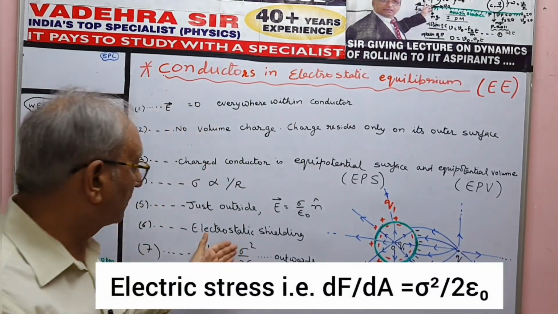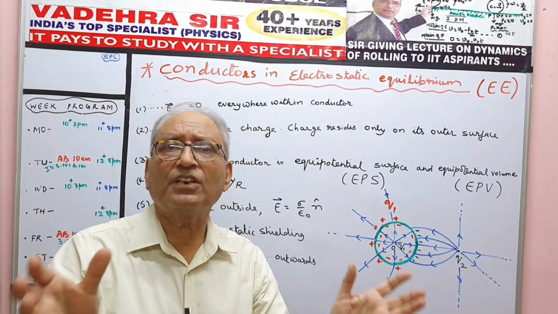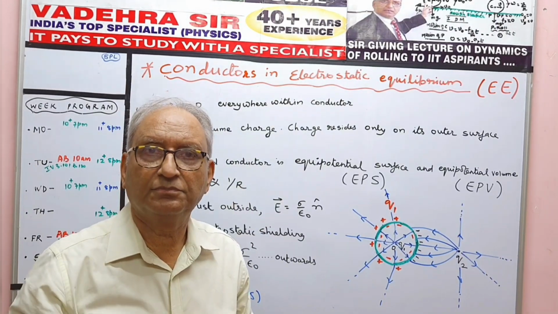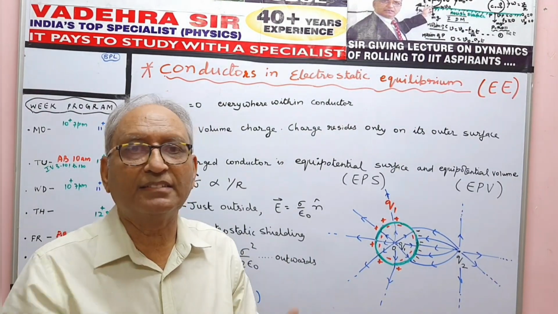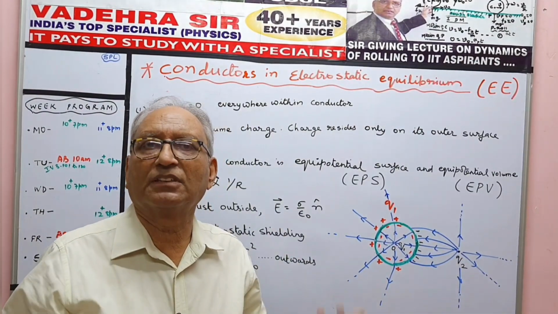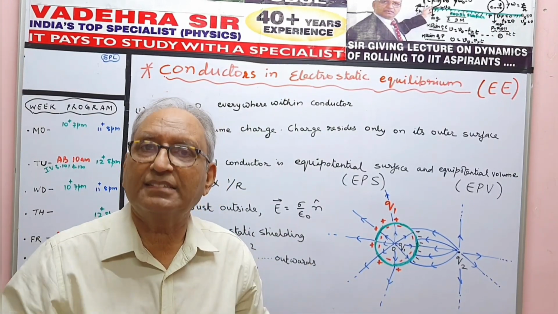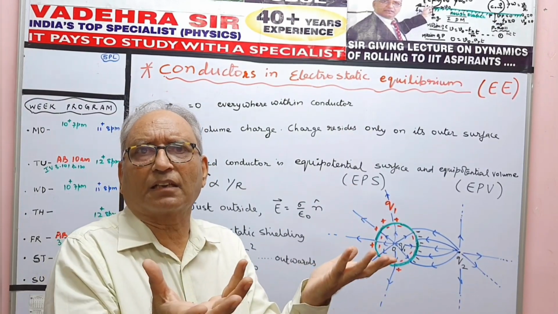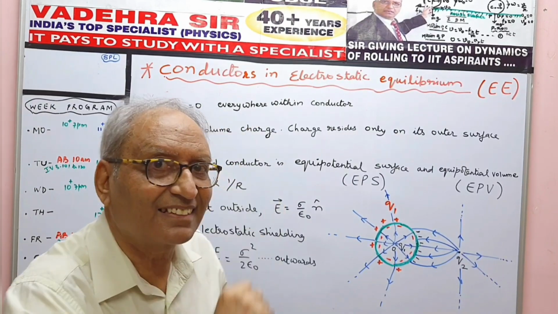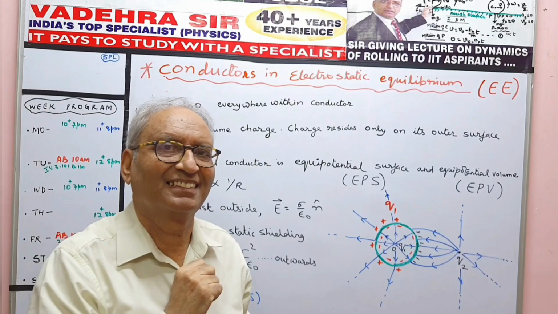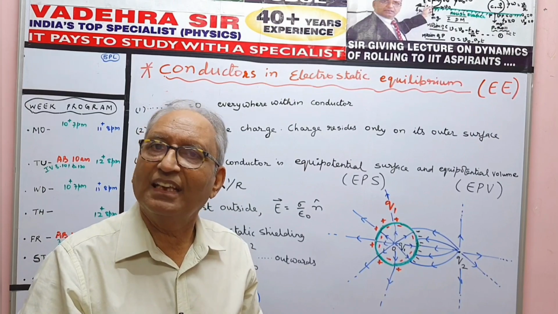dF by dA equals sigma square upon 2 epsilon naught. Another major thing is electrical stress. Every charged conductor is under stress, and the stress dF by dA is sigma square by 2 epsilon naught. So if you go on building charge on the surface of the conductor, the stress on it goes on increasing, and the stress is outward. You can also call it the electrical pressure. Electrical pressure is the same as the energy density, half epsilon naught E square. We'll encounter that concept also in some of the higher problems in electrostatics.